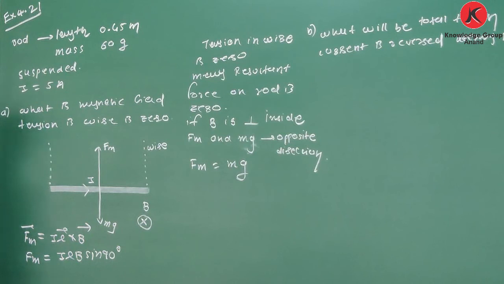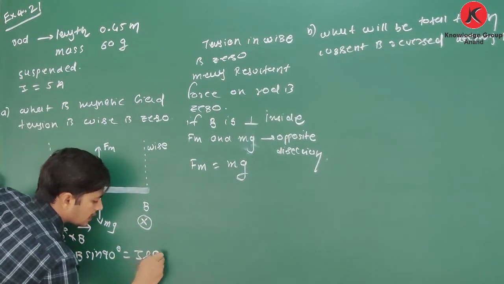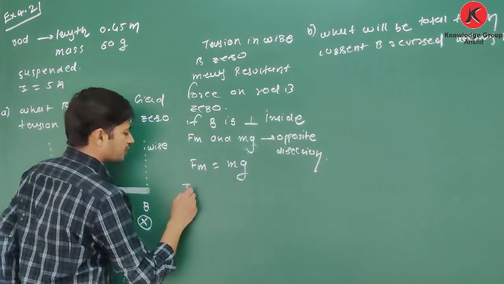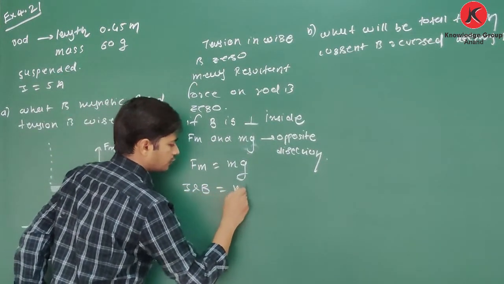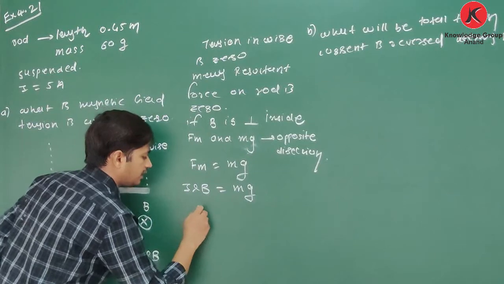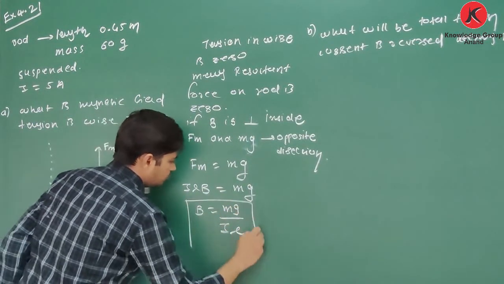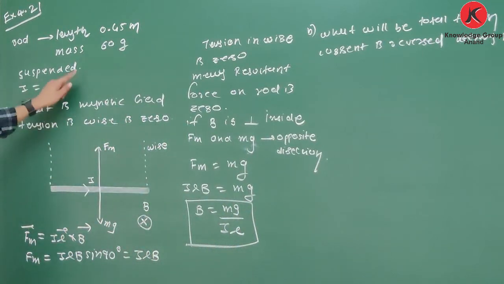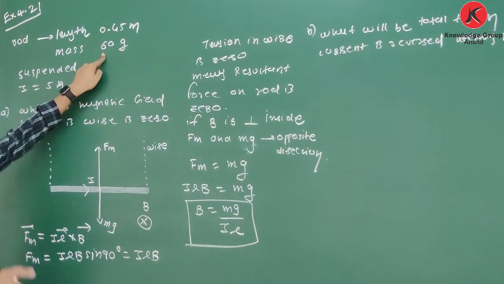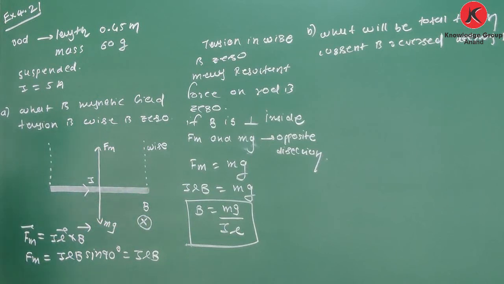From the figure it is clear, it is ILB sine 90. Sine 90 is 1, so it is ILB. So Fm, that is ILB, is equal to mg. You have to find the magnetic field, so B is equal to mg upon IL. You can easily find its value. M is 60 into 10 to minus 3 kg, g you know, I is 5 ampere and L is 0.45 meter. So you can easily find the magnetic field. Clear about this?